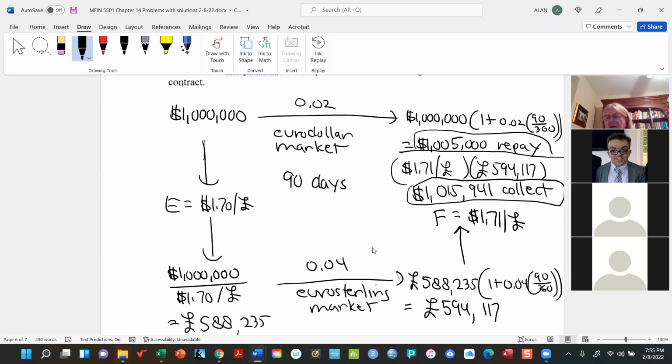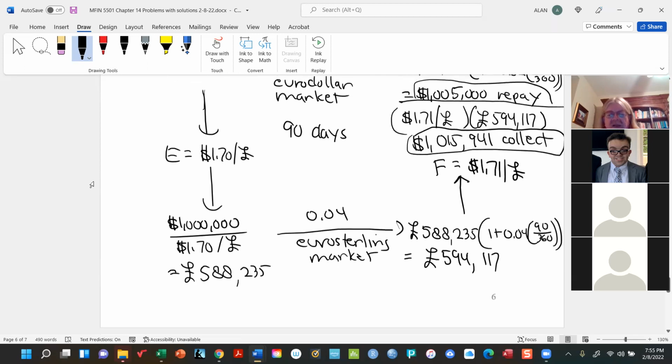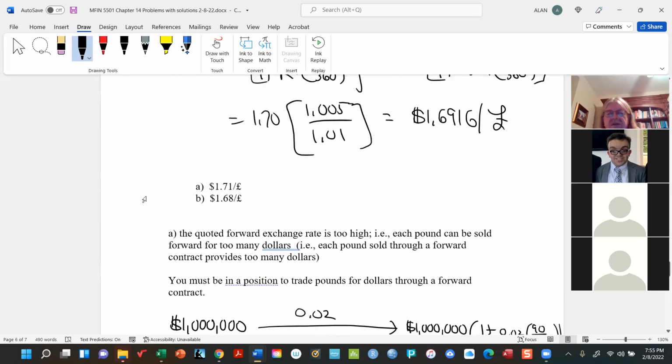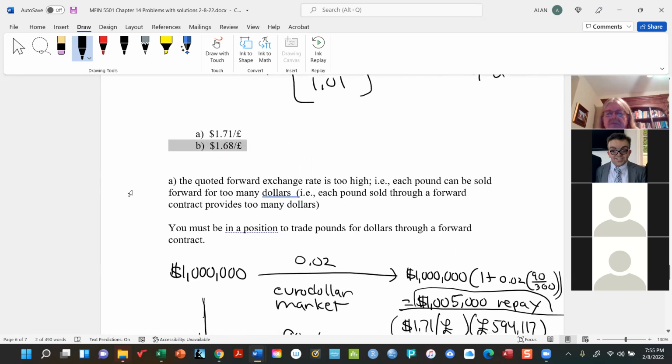Because they're delivering too many dollars to us. When they get those dollars and they sell them in the market, they're going to end up with less money than they paid us. But that's their problem. Now we're going to reverse this, because now all of a sudden we're changing our assumption to F is too low.